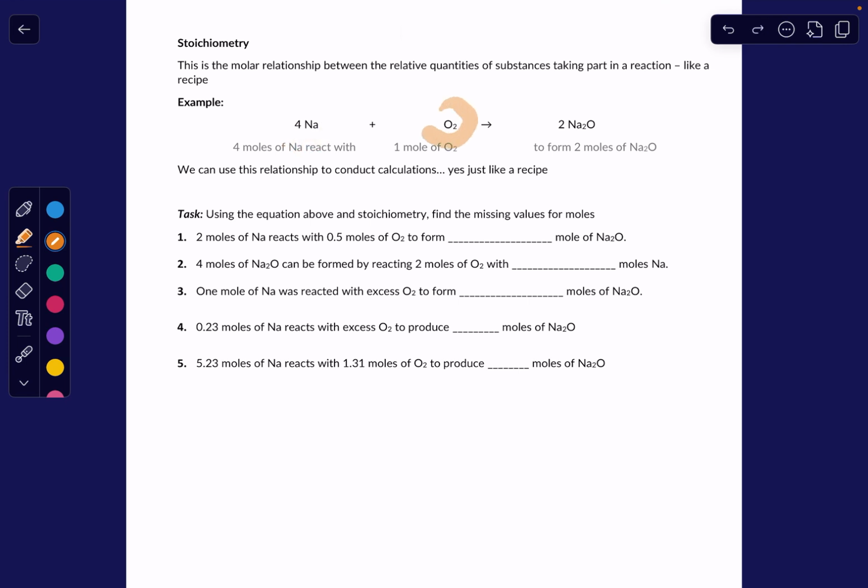It's going to react with 1 mole of oxygen, and every time I do that, I make 2 lots of sodium oxide. If I doubled this and doubled this, how much of this would I make? Yeah, you're right, I would make double the amount. If I halved this, half the product, how much of these things would I need? Yeah, half the amount. So I could just half this and we can get the same amount.